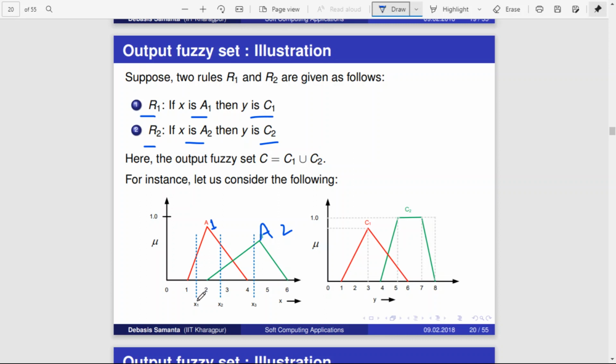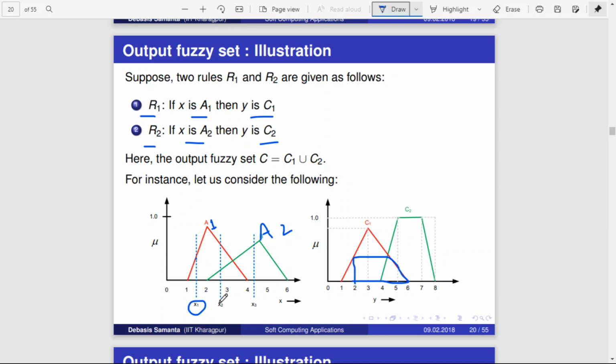If X is this point X1, then it is connected only with A1. If it is connected only with A1, then it is connected only with C1. So if you draw a parallel line here, then it comes here. So when X is X1, it will take only values somewhere here, nothing else. It will take only these values, not anything beyond that. Are you getting it?